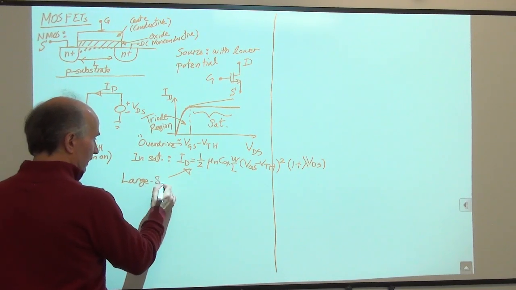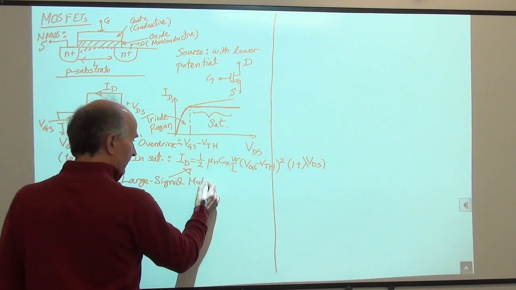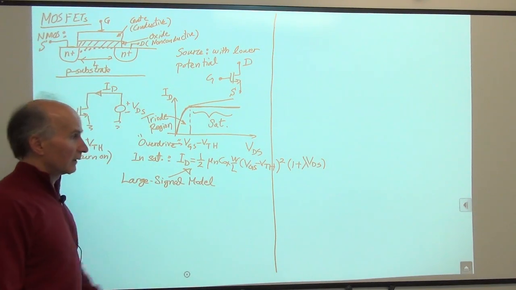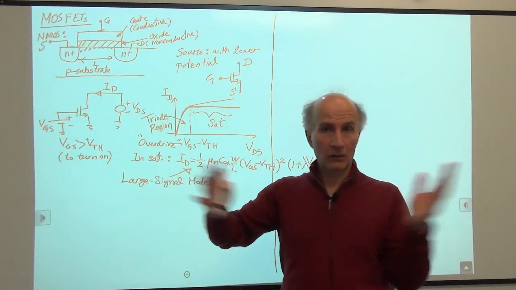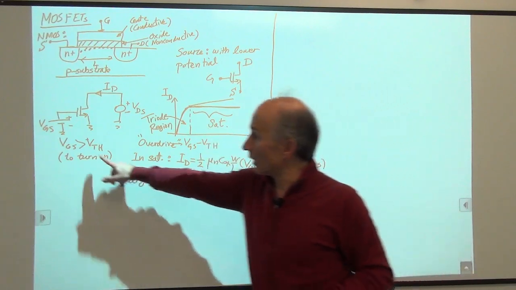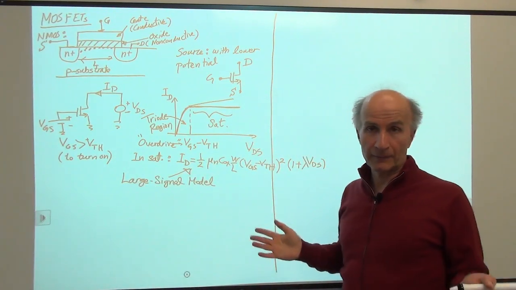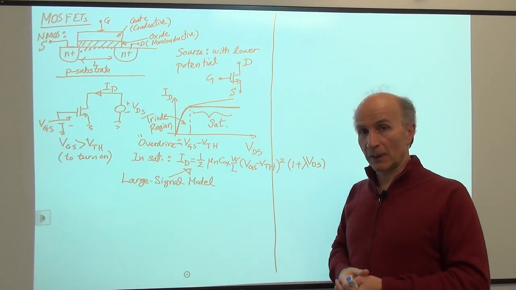Large signal model. It simply emphasizes that VGS, VDS, and ID can vary all over the place. As long as we are in saturation, as long as the device is on, this equation is valid. That's what we mean by large signal behavior, large signal operation.